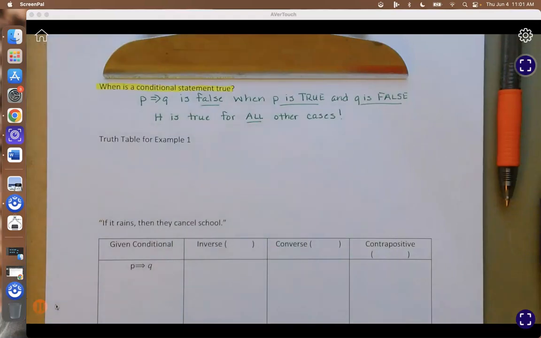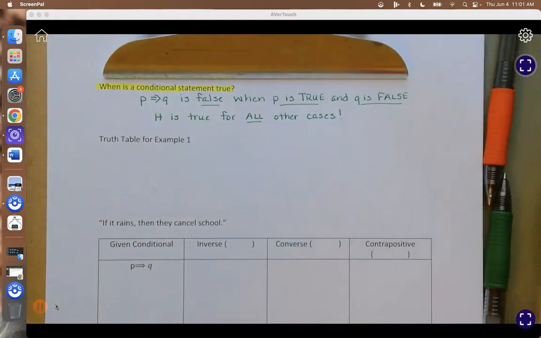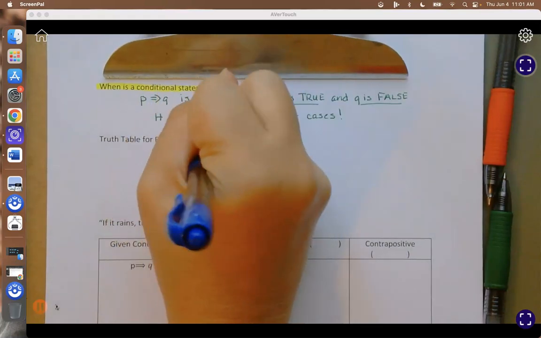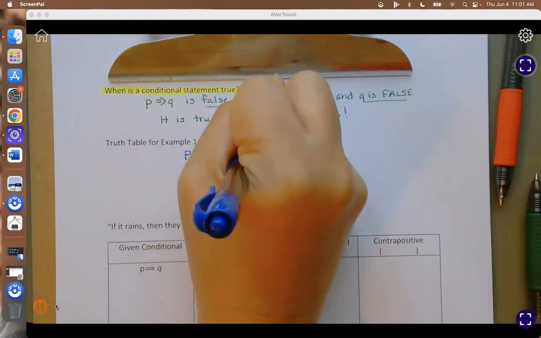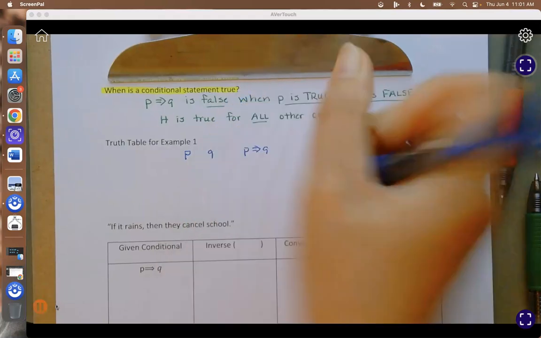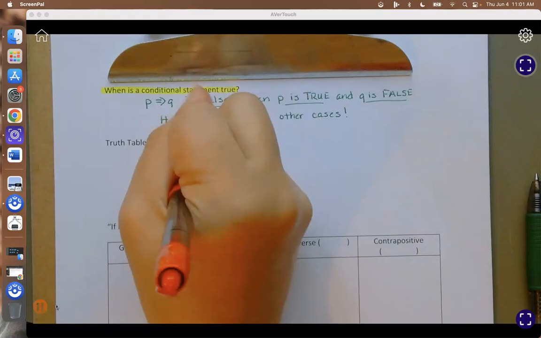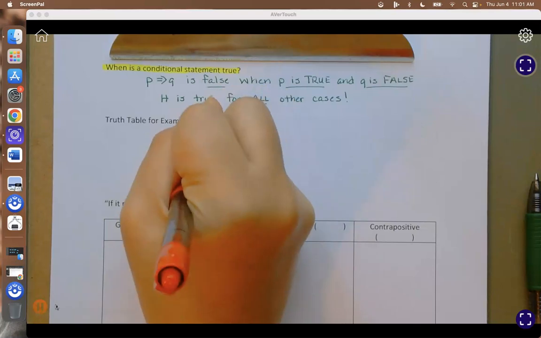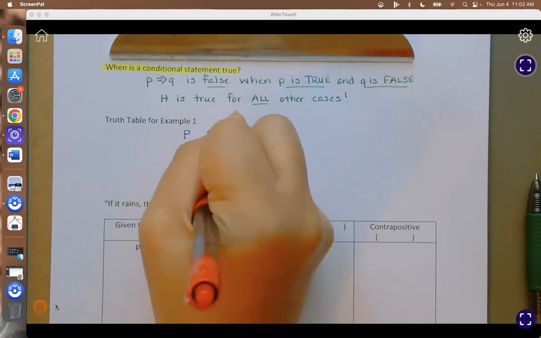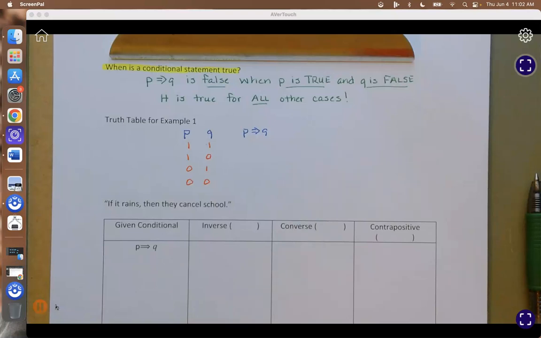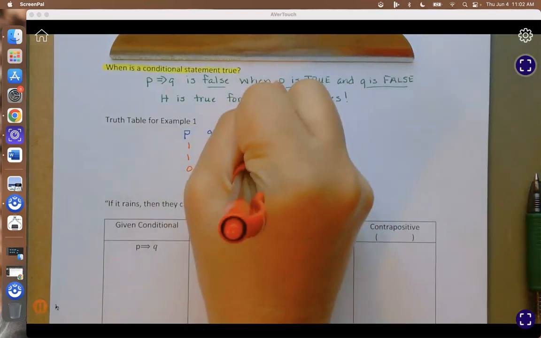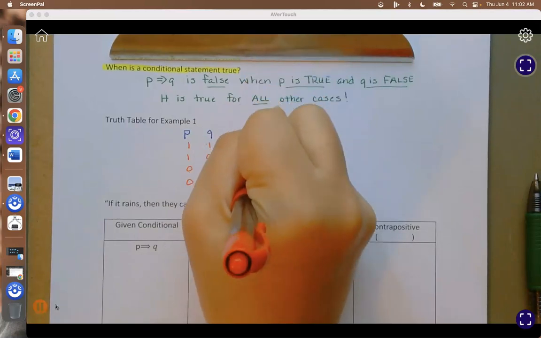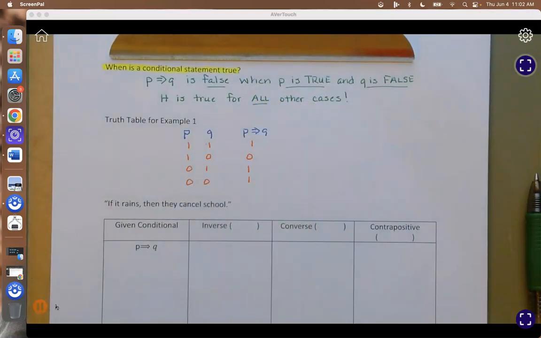All right, so let's make a truth table. Okay, so we have our P, our Q, and P implies Q. All right, so remember our options: both on, one off and one on, both off. Okay, so the only time it's false, the only time it's off, is when the first one's true and the second one's false. Everybody else is true.